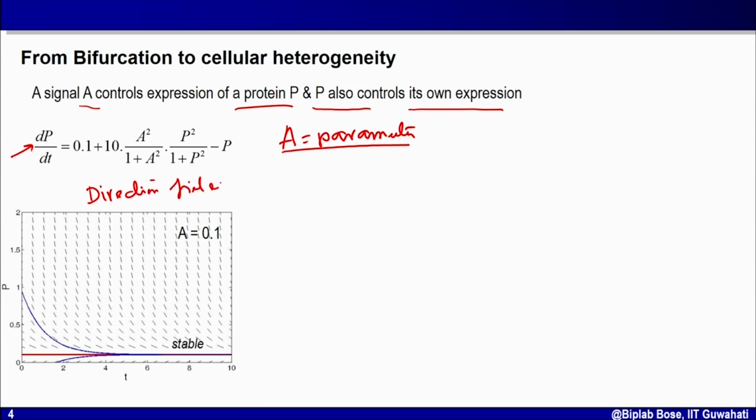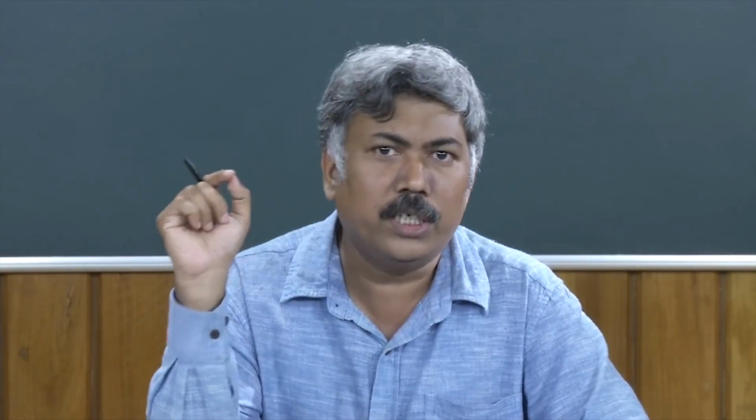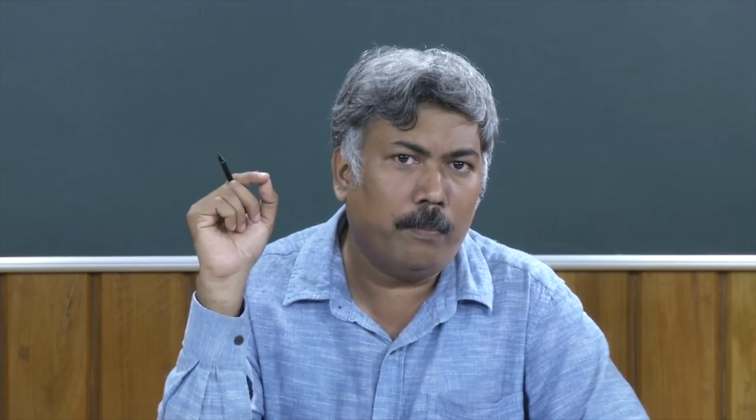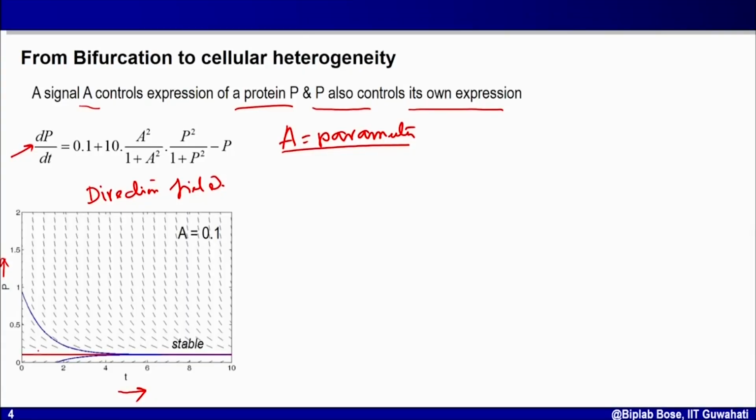I hope you remember what is direction field. In direction field I have T in the horizontal axis and P, the concentration of the protein, in the vertical axis, and I have divided this whole plane in grid, and at each grid I have drawn an arrow. Here the arrow head has not been shown, just only the line has been shown, and the slope of each line at each grid point is equal to the derivative of P with respect to time, dP/dt, at that position.